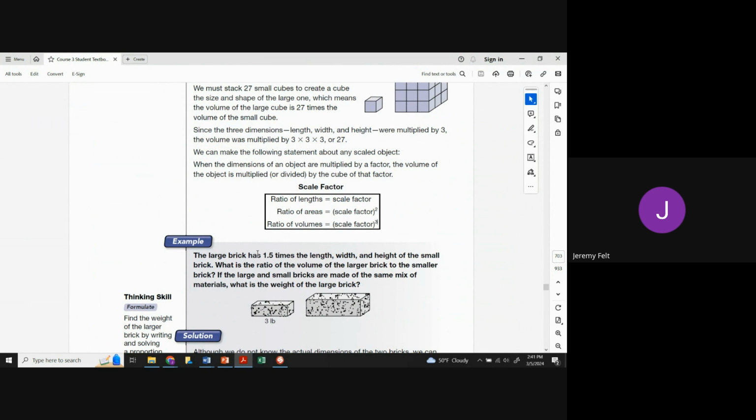A large brick has 1.5 times the length, width, and height of the small brick. What is the ratio of the volume of the larger brick to the smaller brick? If the large and small bricks are made of the same mix of materials, what is the weight of the large brick? So this one's 3 pounds. We're going to find the volume and the weight of this, again, assuming that it's the same material that we're using.